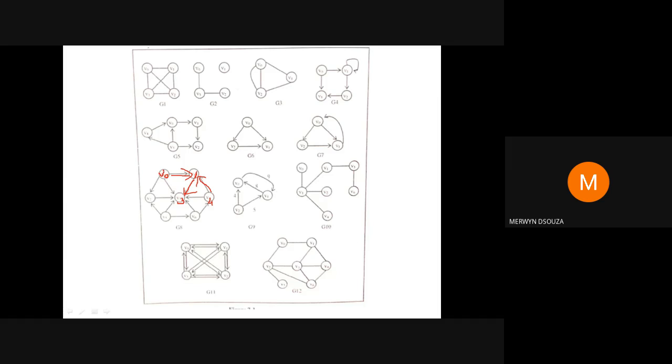This is V0, V3 and V4. The V1. Can you name these edges which are incident on V1?